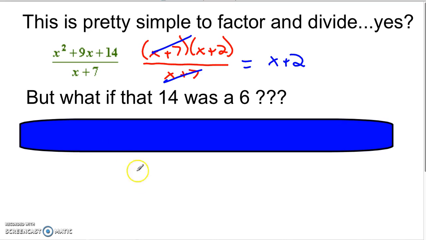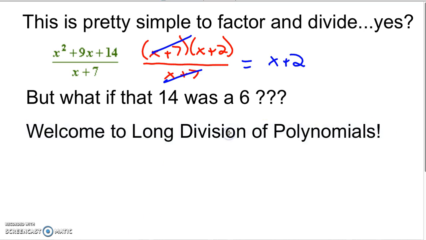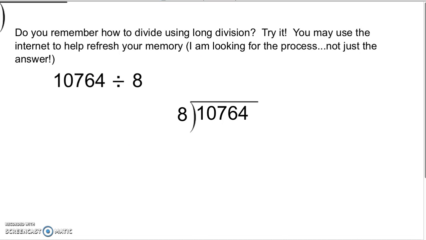But what happens if that 14 was a 6 in the numerator? All of a sudden, the numerator isn't factorable, and we need a way to be able to divide. Well, long division of polynomials is the way that we're going to do it. Let's refresh our memory about what long division looks like, because for most of us, it's been many years since we've tried it.